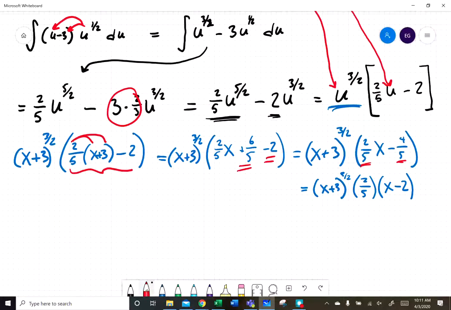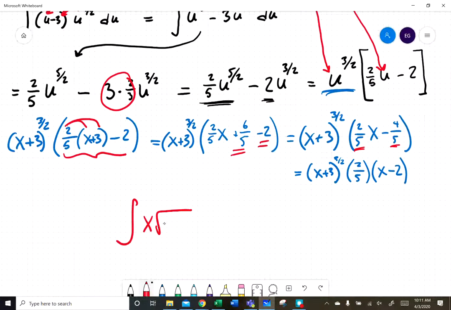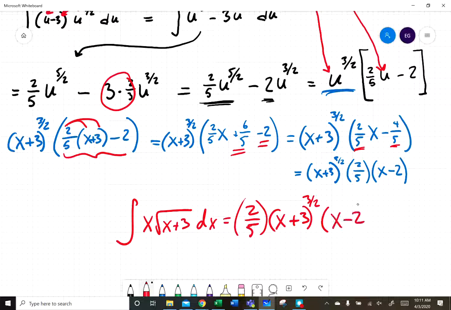So our final answer should be, so let's say the integral of x times the square root of x plus 3 dx should equal 2/5 times x plus 3 to the power of 3 over 2 times x minus 2, and don't forget the constant of integration, plus c. And let's do a little circling here, and that about does it for this problem.